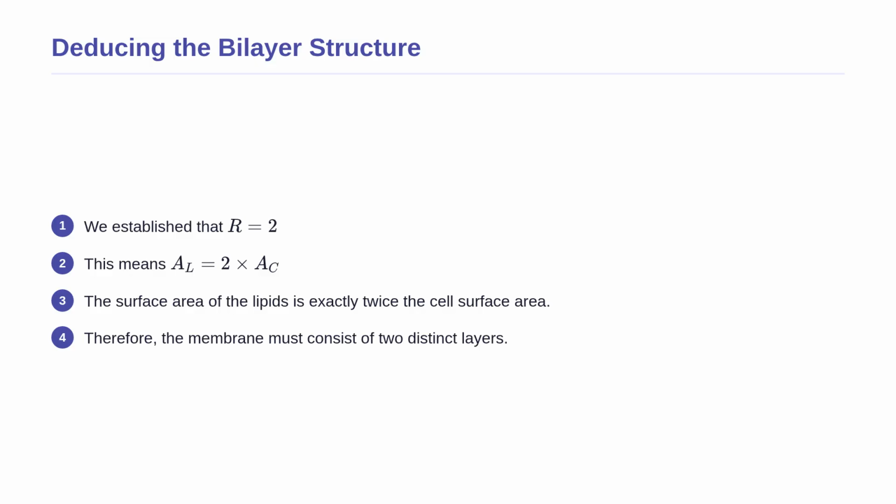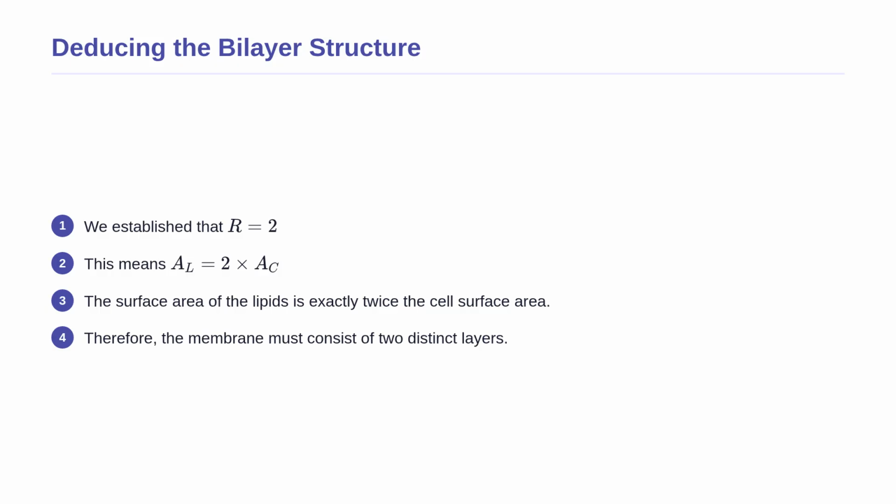This brings us to the mathematical proof of the membrane structure. What this chunk of proof is establishing is the physical interpretation of our mathematical result. When the ratio is exactly 2, it means the surface area of the lipids is double the surface area of the cells they came from. The mathematical reasoning here is simple geometry.